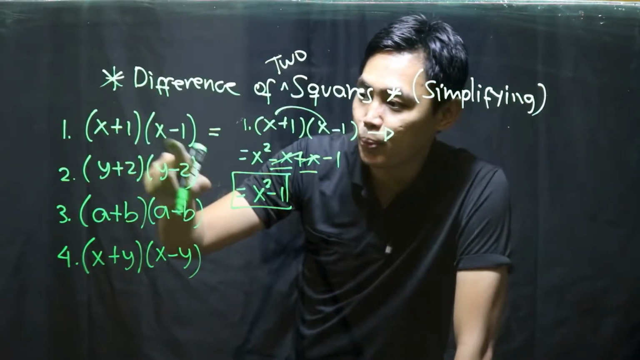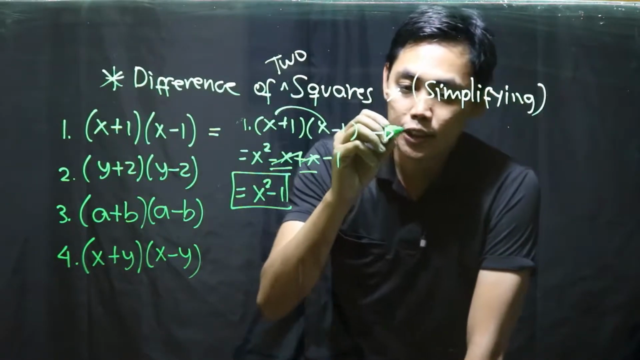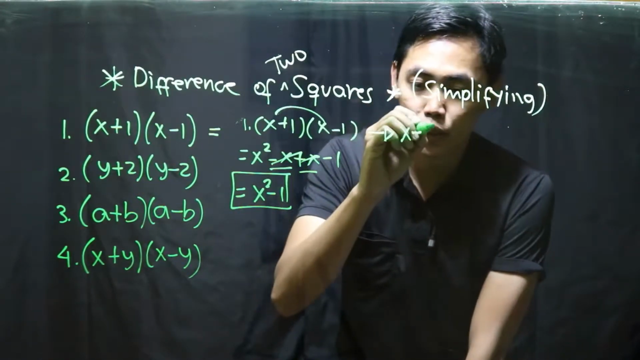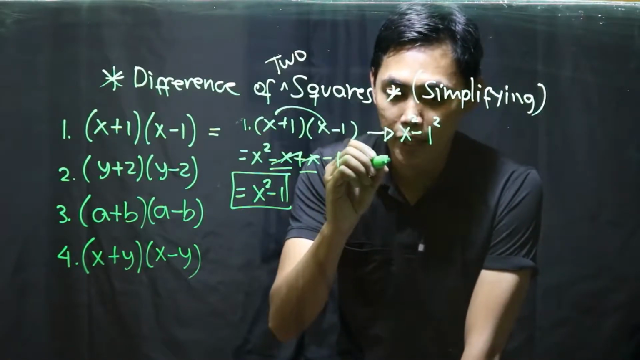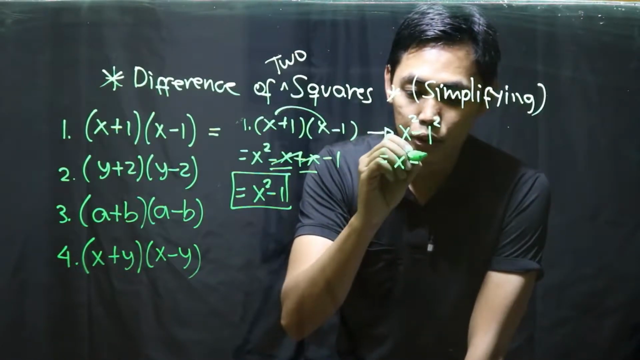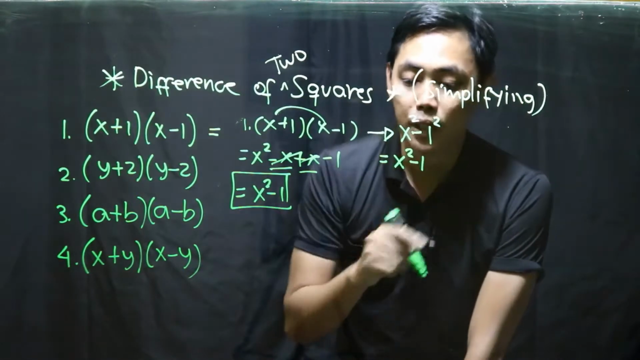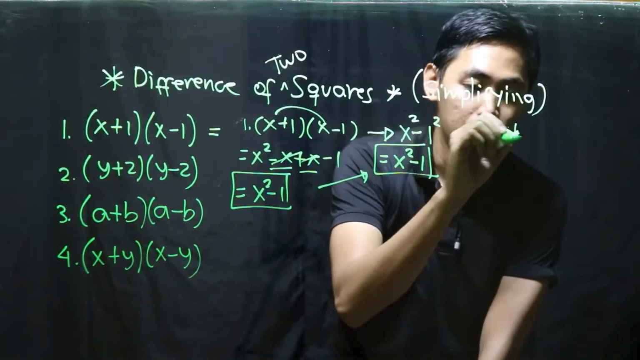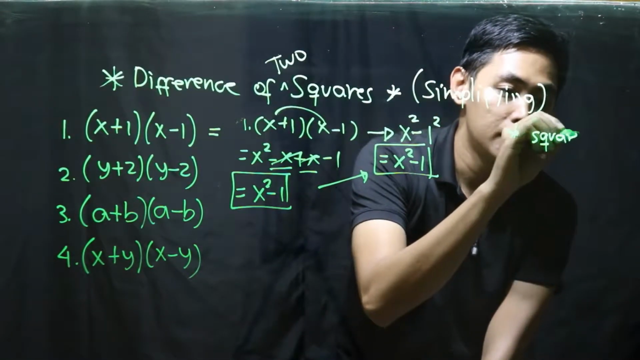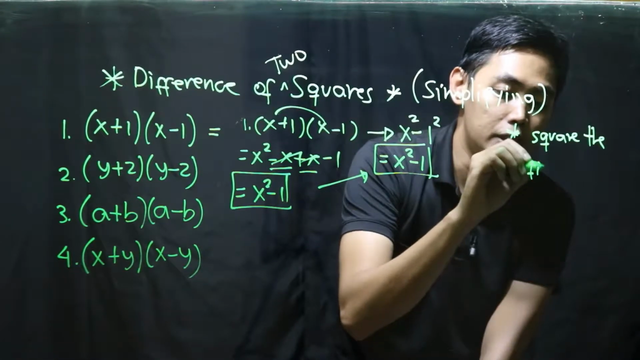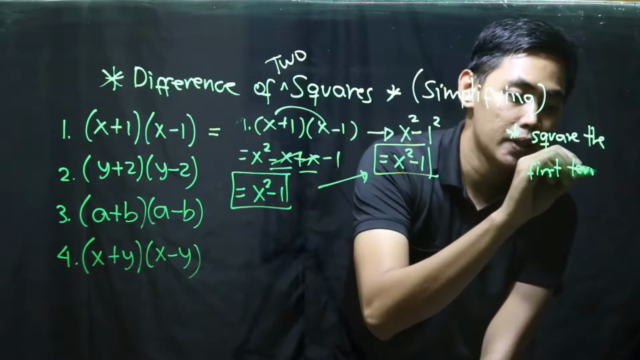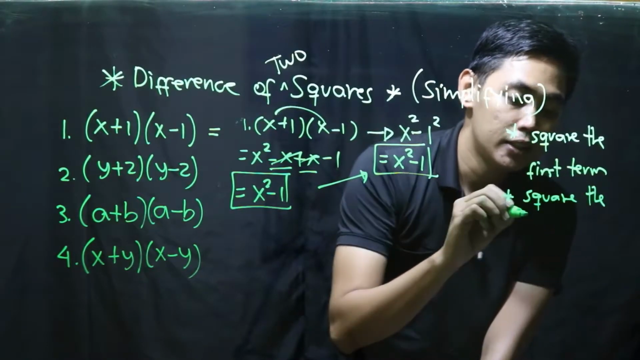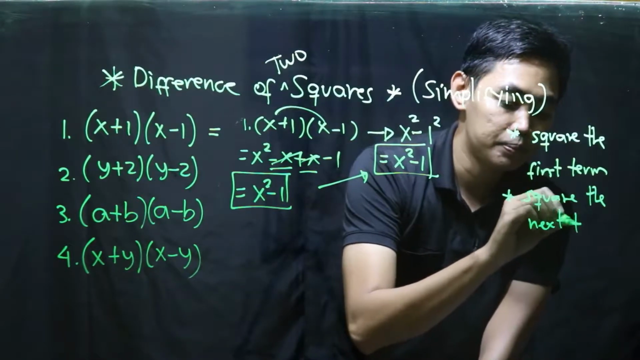What you need to do to simplify this is really simple. You just square the first term, x squared, then minus, then square the last term, 1 squared. Simplify it, and the answer is x squared minus 1, because 1 times 1 is 1. The same answer. So the rule is: square the first term, and then square the last term.